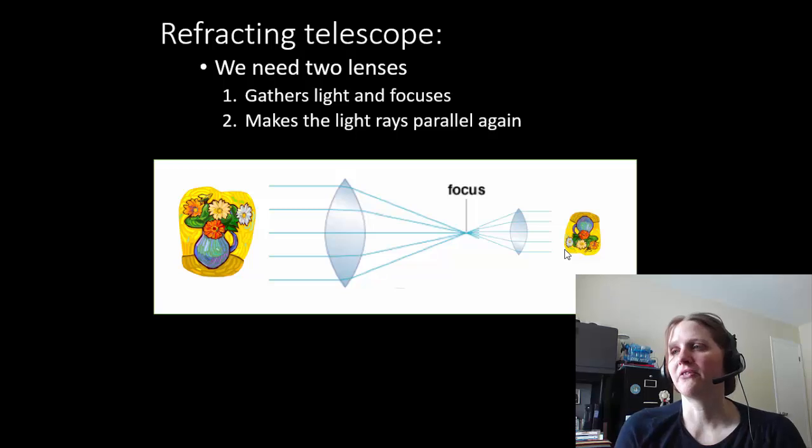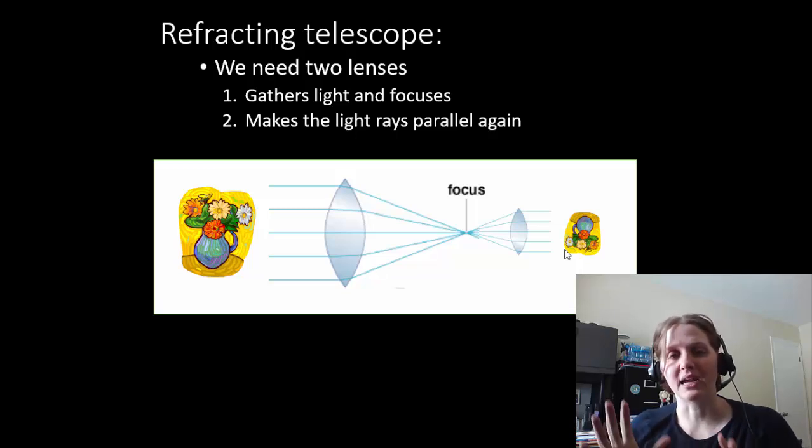A refracting telescope flips the image. It flips it top to bottom as well as left to right, and that can be really disorienting when you're looking through a telescope and you're trying to pan it around the sky and adjust it, because what you're looking at is flipped.